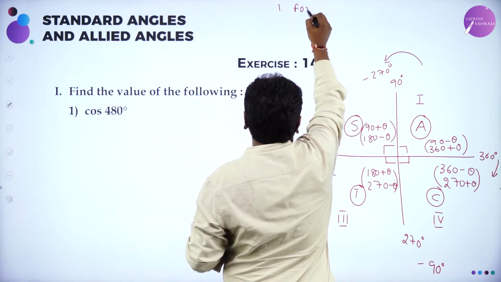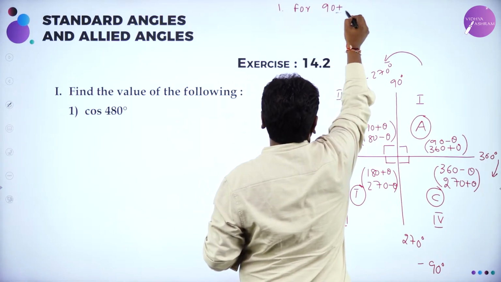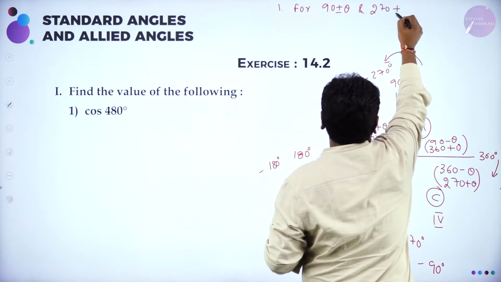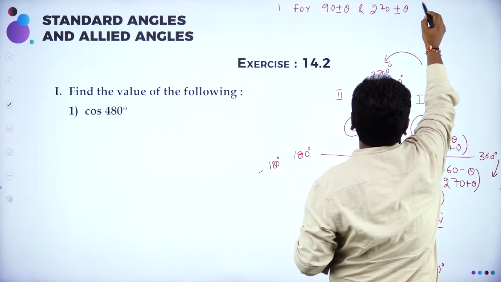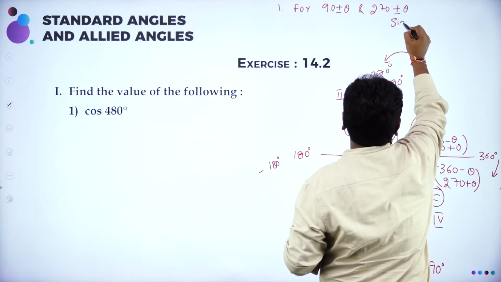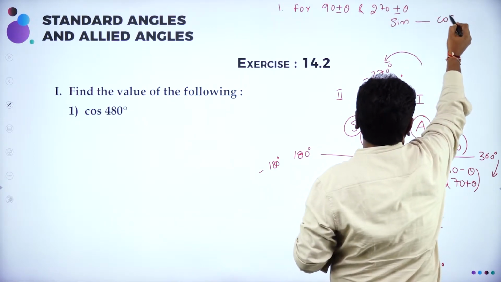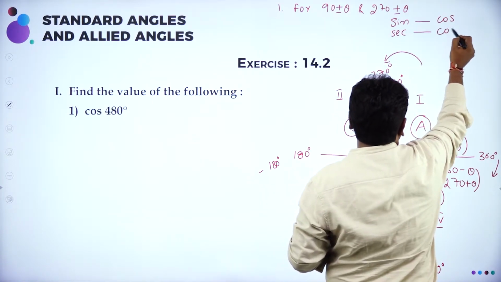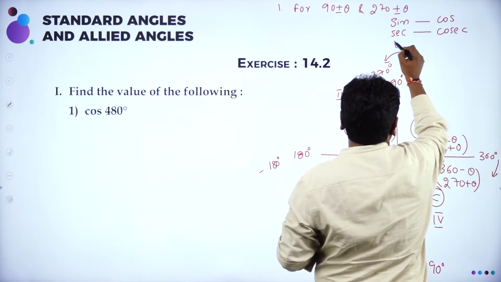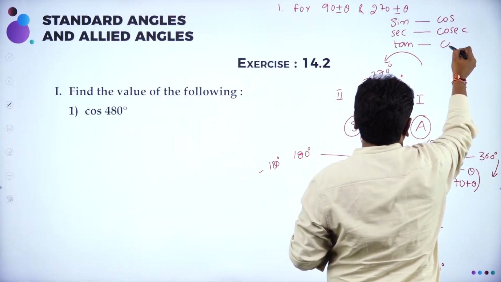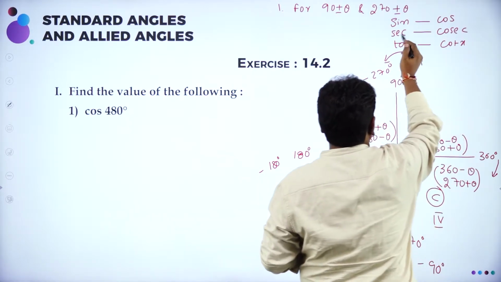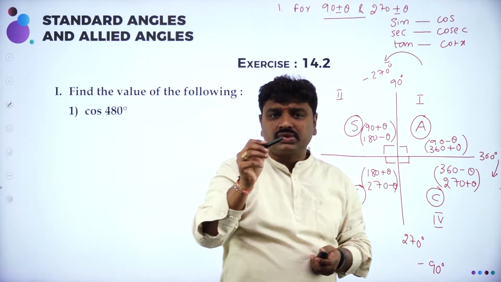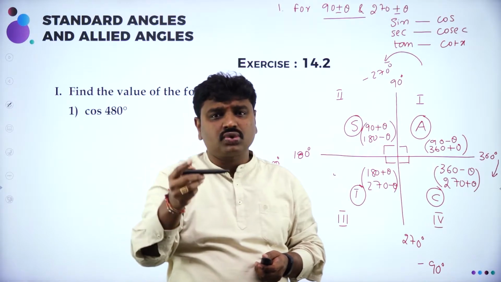for 90 plus or minus theta and 270 plus or minus theta, function changes to co-ratio. Function changes. Sine changes to cos and cos changes to sine. Secant changes to cosecant and cosecant changes to secant. Tan changes to cot and cot changes to tan. So you can see this change for 90 and 270. For 90 plus or minus theta and 270 plus or minus theta, function changes to co-ratio.